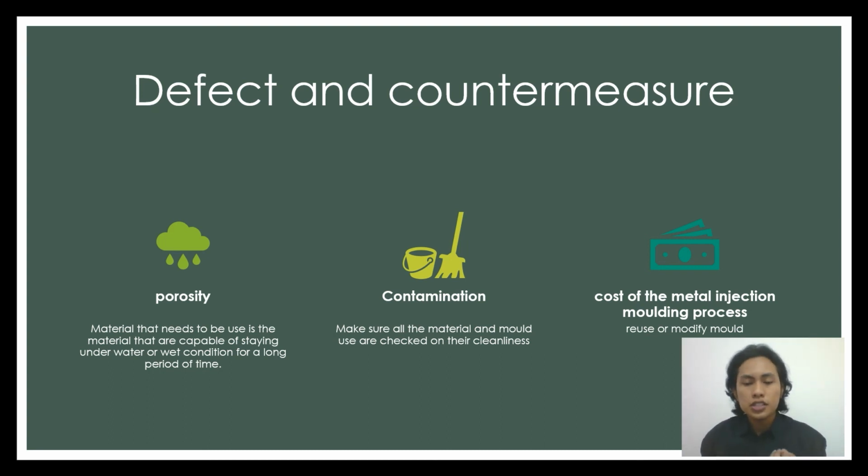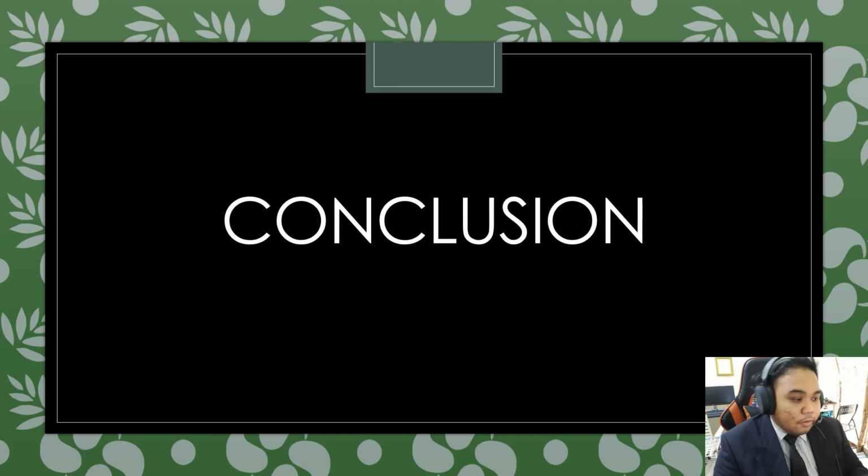So in conclusion, after doing this case study, we have a better understanding of the selection of material and process. The selection of material is crucial so that it can function properly, and a good selection of process can prevent defects and reduce the cost. So that's it. Thank you.